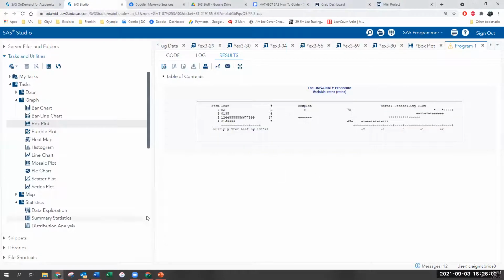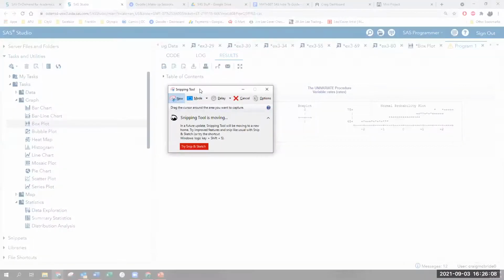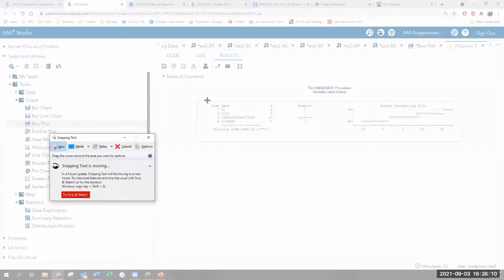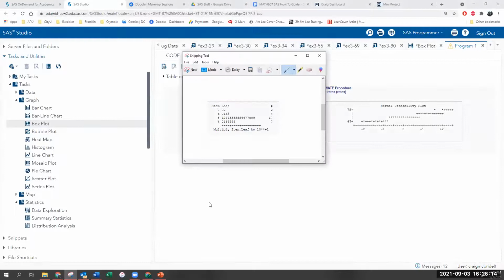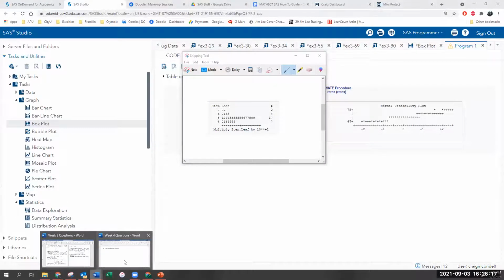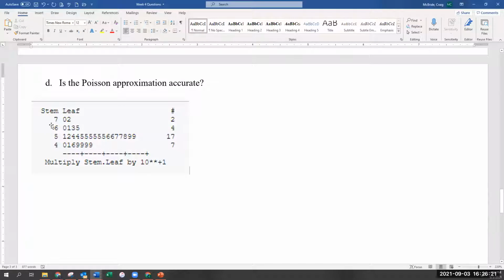So what you want to do instead is just use the snipping tool and just take a snip of the box plot. Don't need all the other junk, right? I'm sorry, the stem and leaf plot. We don't need anything else. So there it is. And then we can go into Word, and then we can paste it, and it stays all nice and pretty.